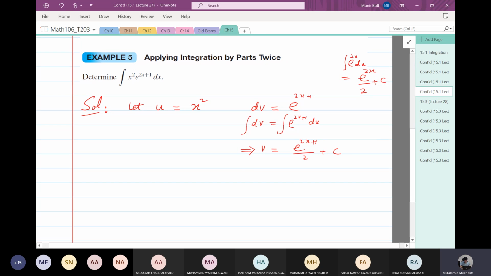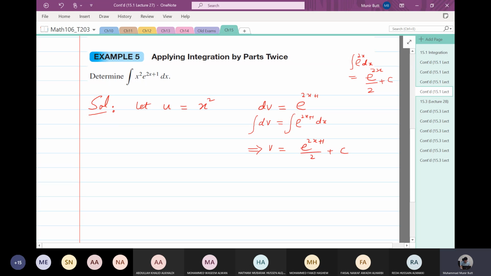So now when you integrate this function e to the power 2x plus 1, it will be e to the power 2x plus 1 divided by 2, because this 2 you need. Because if you take the derivative of e to the power 2x plus 1, you get an extra 2, and we have to get rid of 2, so multiply and divide by 2. Okay, and now what will be the differential of this? du is 2x dx.